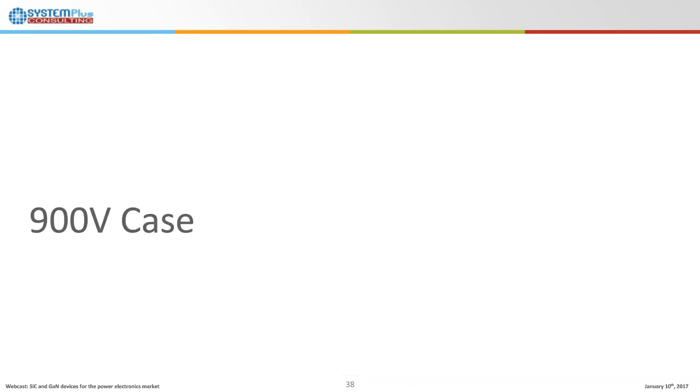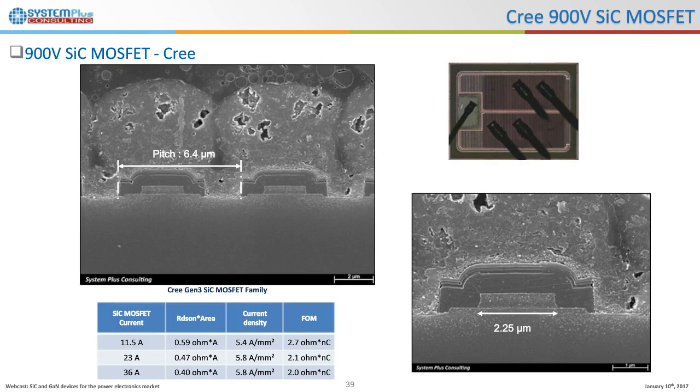So let's have a look if I compare all three devices. In the 900 volt case, Cree recently presented a 900 volt SiC MOSFET. As you see, it's a family of components with different currents. We see that the figure of merit is really good, and the design is the same as the 1200 volt silicon carbide MOSFET.